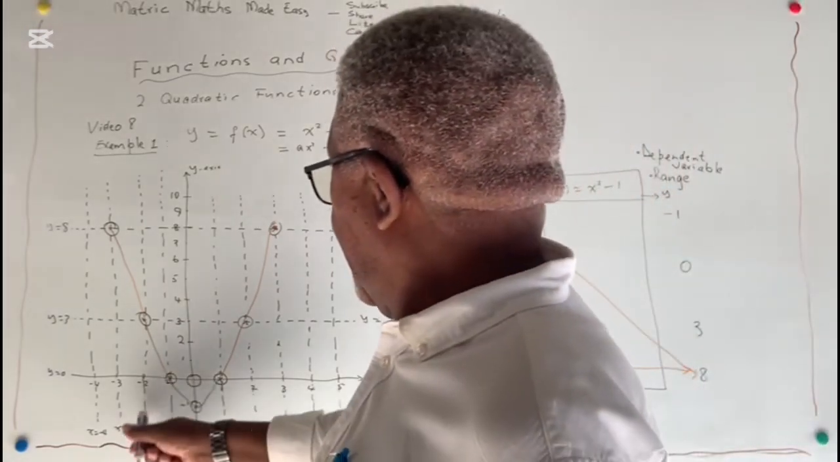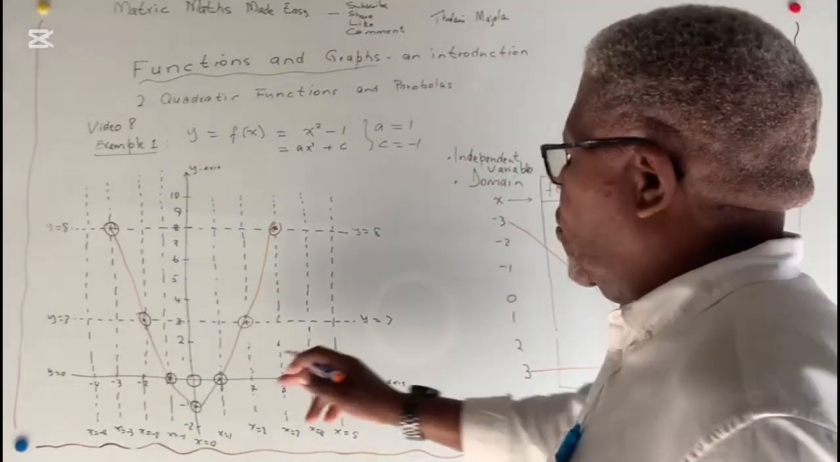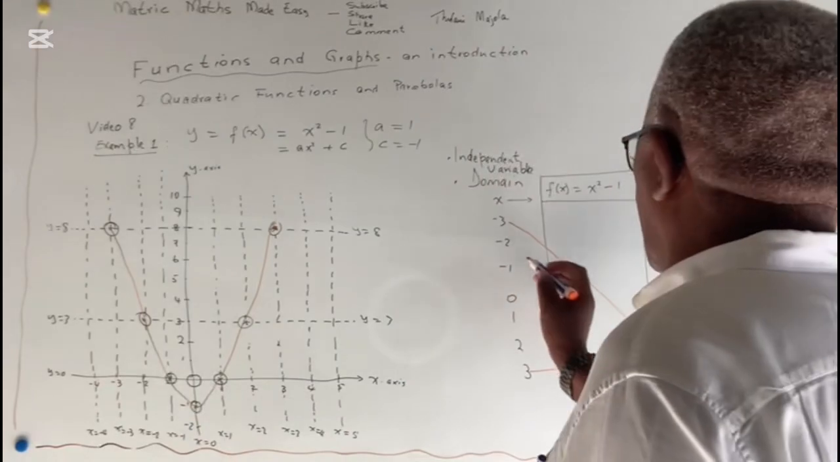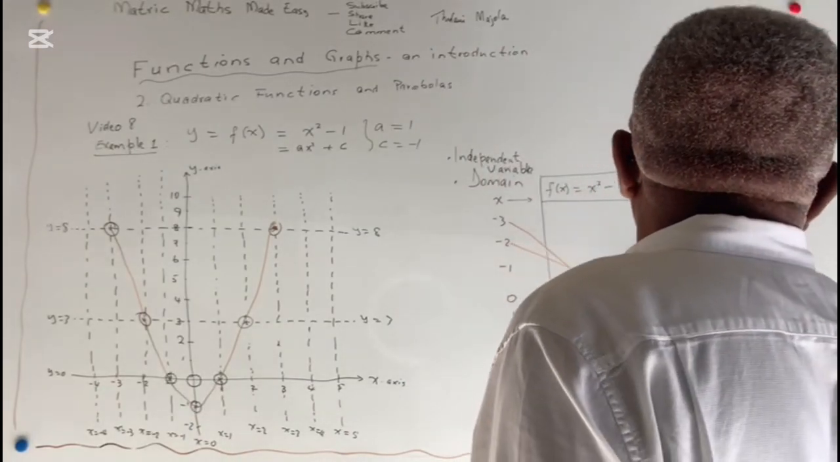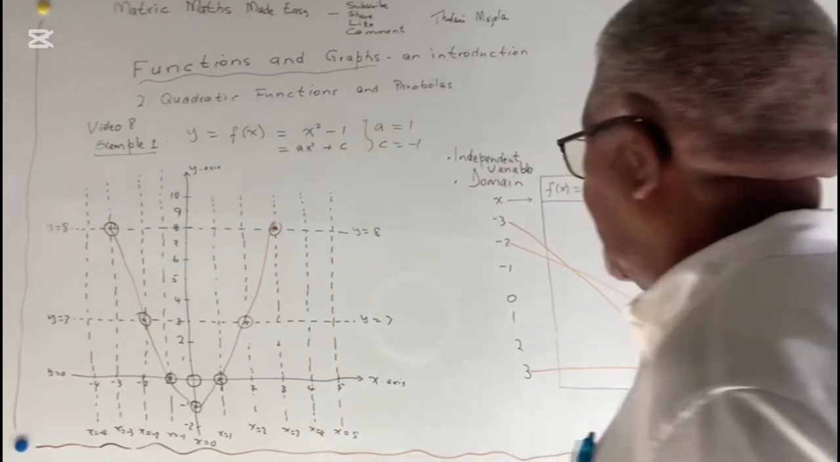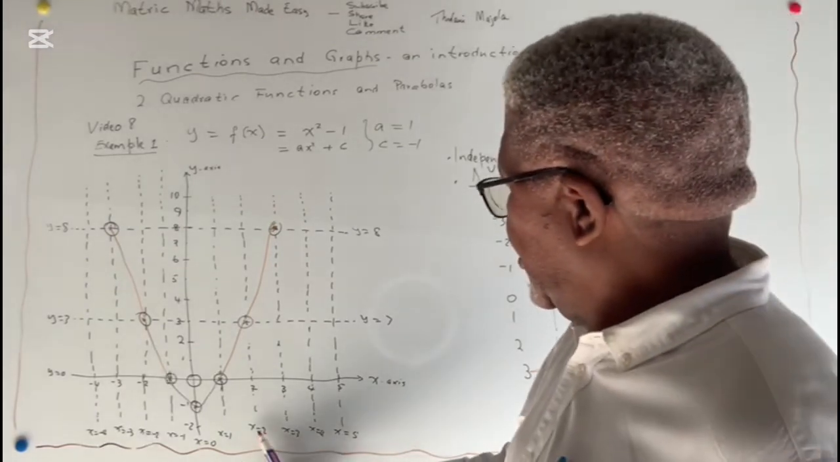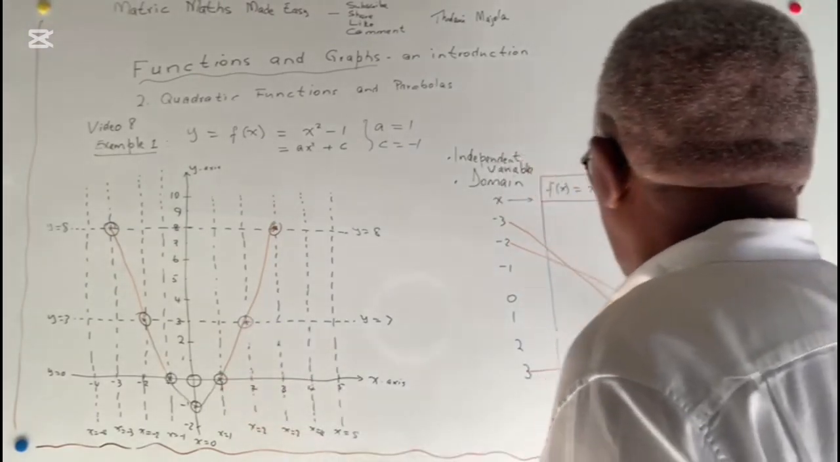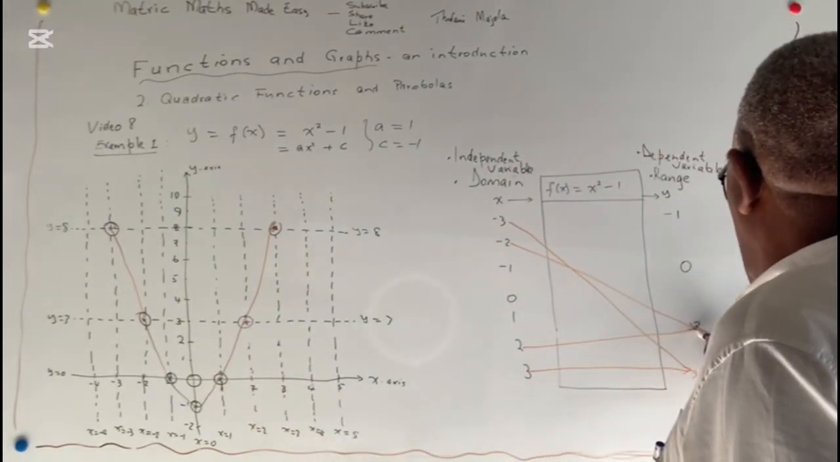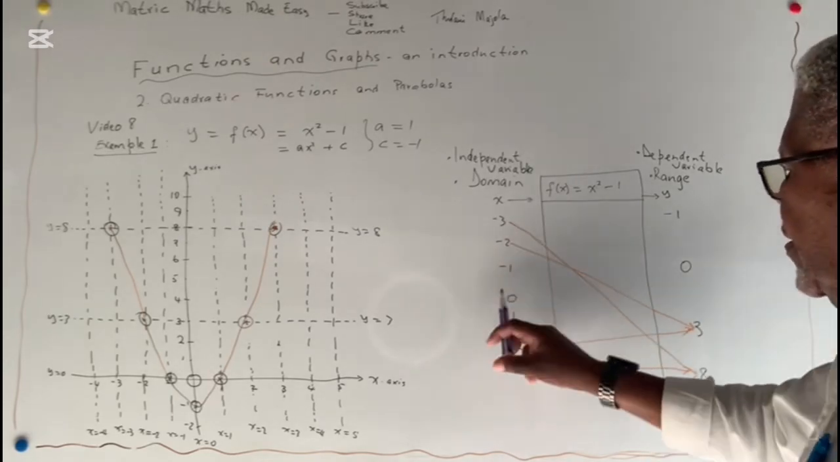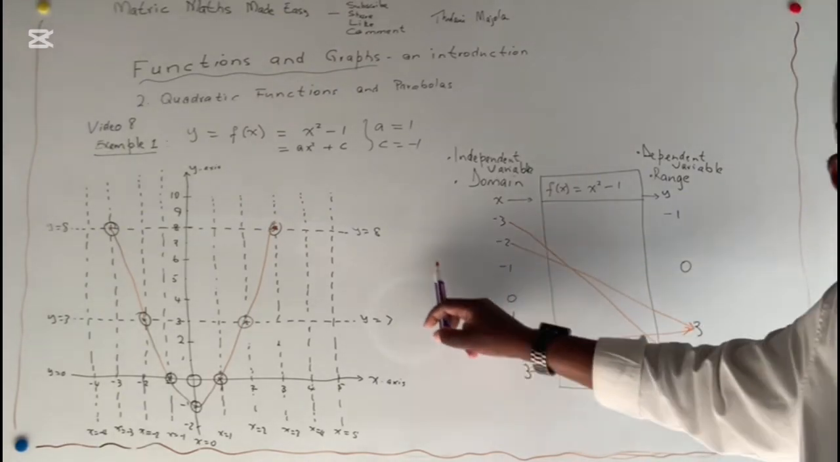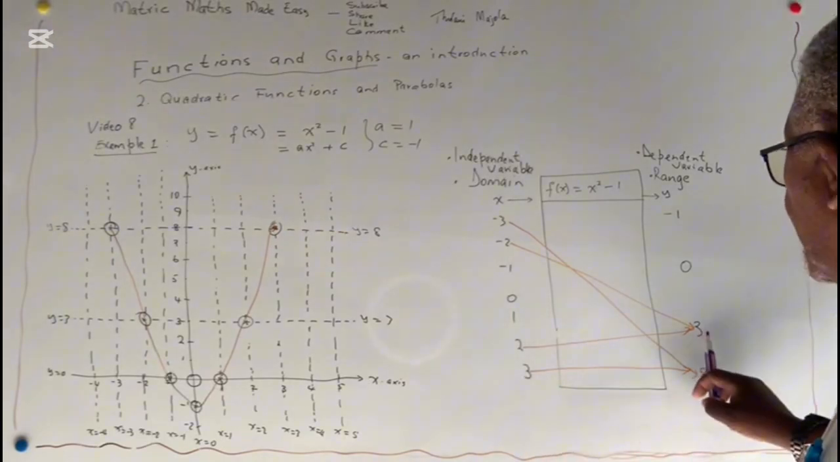Now when x is negative 2, y is 3. And then when x is 2, y is 3 also. So again, you're getting many x values, negative 2 and 2, giving you 3.